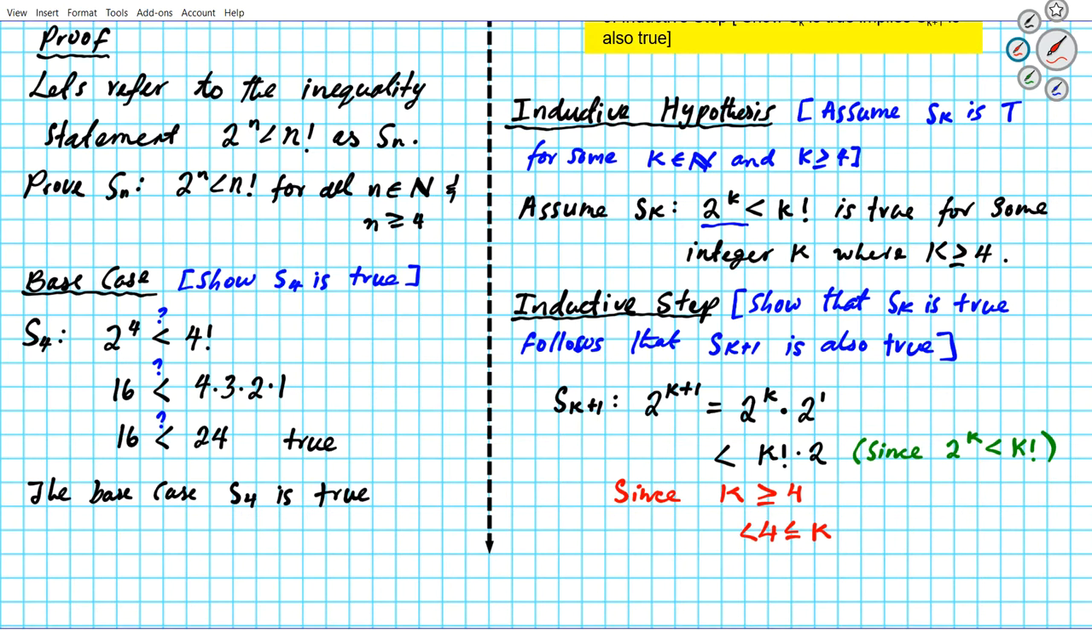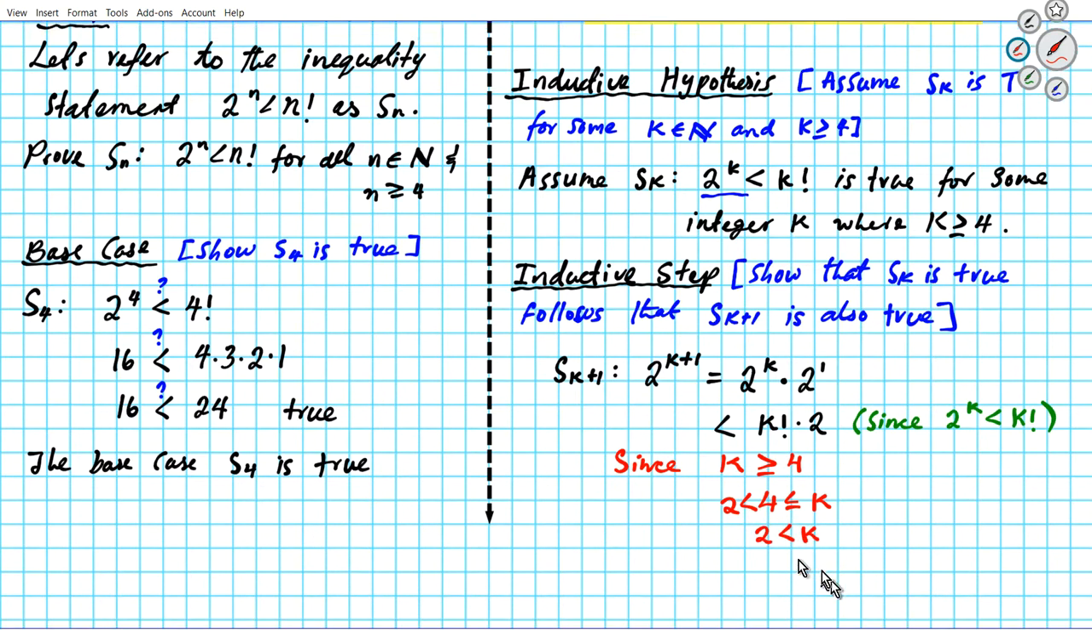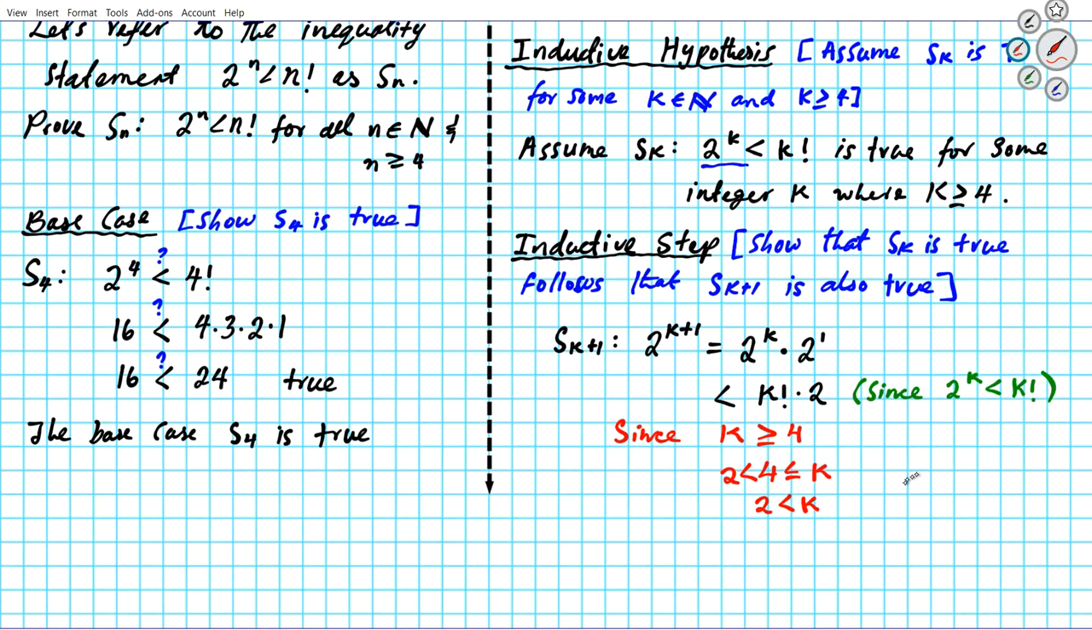And we know for sure that 2 has to be less than k because 4 is greater than 2. Okay? So since 2 is less than 4 and 4 is less than or equal to k, it follows that 2 is less than k. All right? Now, how does 2 compare with k plus 1? If 2 is less than k, then for certain 2 has to be less than k plus 1 because k is a set of integers that are greater than 4.